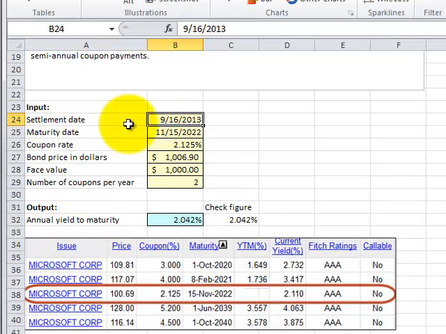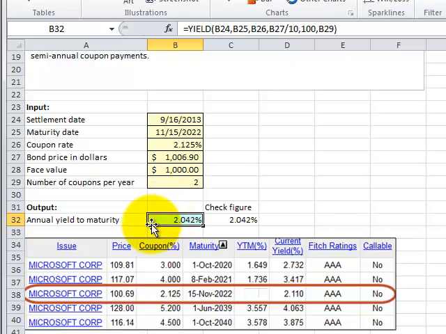Here are the input parameters for the bond. The prices were observed on September 16, 2013. Bond matures November 15th, 2022. The coupon rate on the bond, 2.125%. And the dollar price of the bond, I went ahead and entered it as a dollar price. We could have put in the quoted price. Quoted price was 100.69. That converts to a dollar price of 1006.90. Bond has a face value of 1,000, 2 payments a year. So let's calculate its yield to maturity.